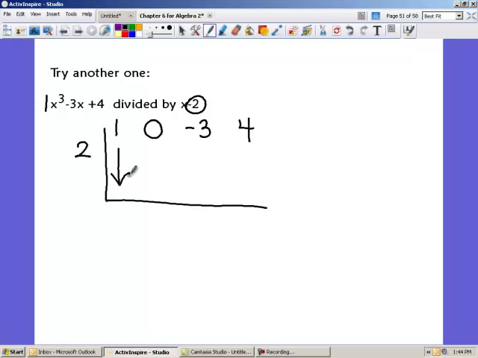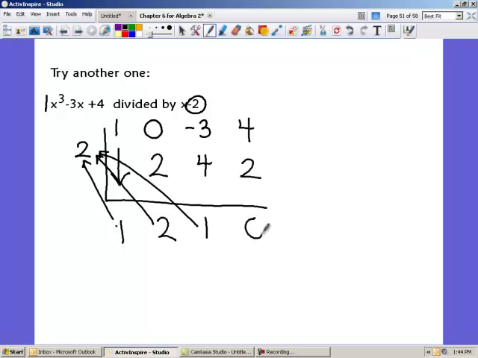So go down, multiply, which is 2, and add. Multiply and add. Multiply and add. Okay, so now we're all set. We look at the exponent, which is a 3. We do 1 less than that, so x squared goes here. This is a positive x, positive. This is our remainder over x minus 2.